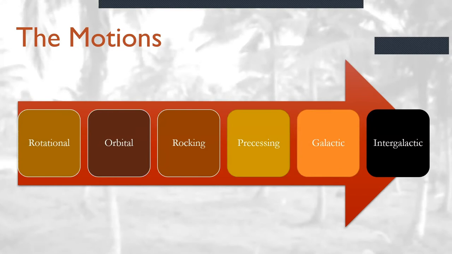When we think about it like this, again, it's kind of funny to think about how tiny and insignificant everything is on our planet in comparison to that giant intergalactic movement, and how we can see a little bit of it with each and every step as we move up with these different motions.